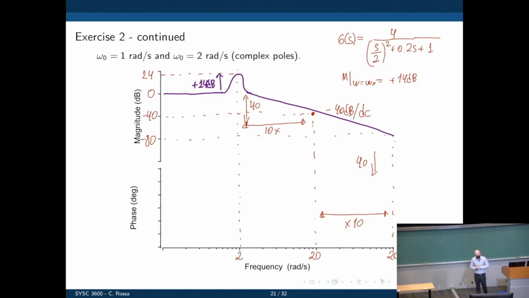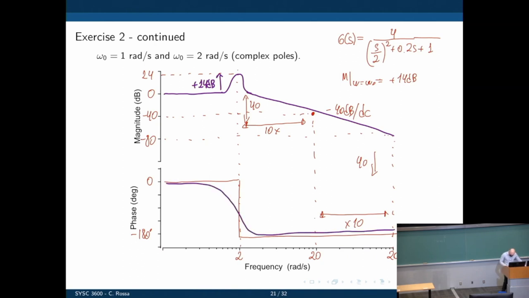What is the phase? Well, the phase starts at zero, right? There are no poles or zeros at the origin. The phase starts at zero. And the phase goes to negative 180 degrees at the cutoff frequency. So it should be something like that. And we are going to interpolate that the best we can. This is probably not a very good one. Something like that.